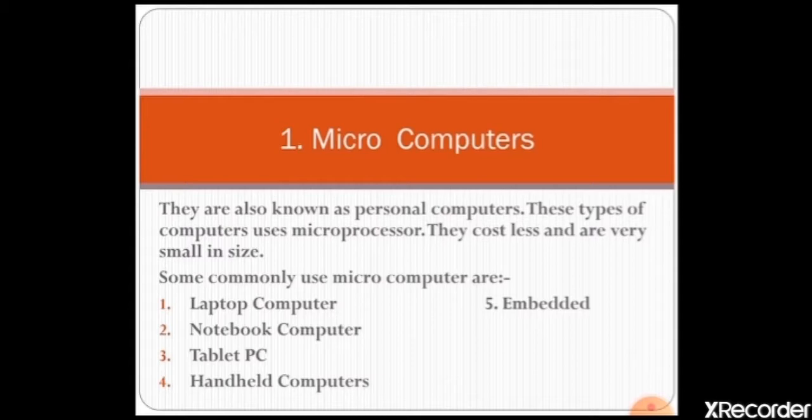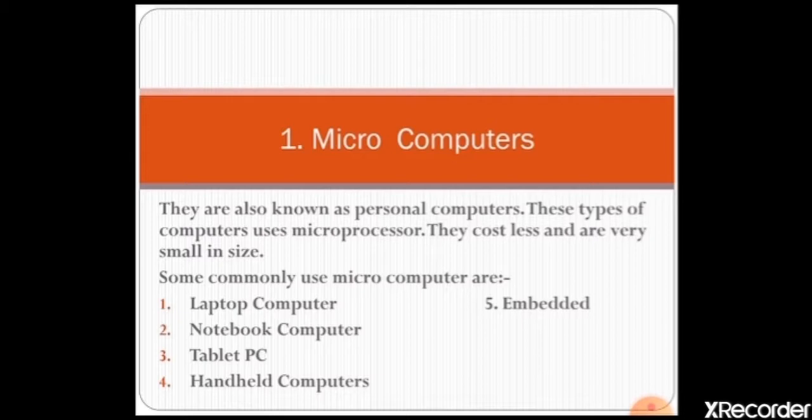While the PCs and PC compatible computers, what do they use? They use the Windows operating system. And if we talk about Apple computers, they use the Macintosh operating system. We call it the Mac operating system. The desktop computers that we use in our school labs, offices, homes are the best examples of these microcomputers.